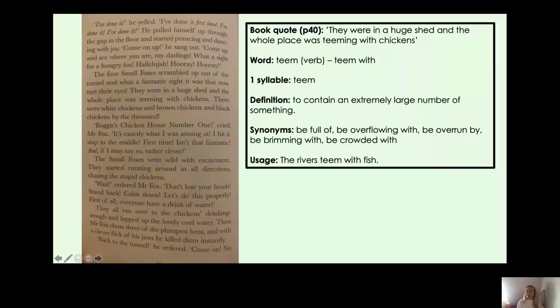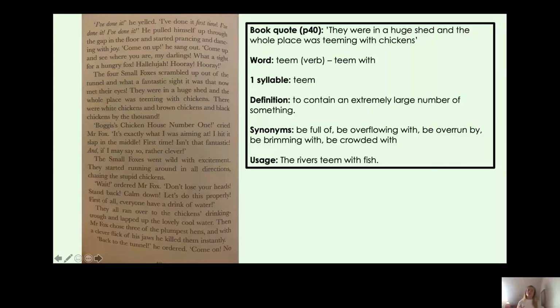Now, some synonyms of this word. Well, to be full of. There's a synonym, because the shed was full of all of these chickens. To be overflowing with, okay, because there was no more room for anything else because there were so many chickens. We can have be overrun by. So if something's overrun by something, there's so many of them, nothing else can get in. So it is overrun by chickens. To be brimming with, and to be crowded with. Okay, so there's lots of different synonyms that you could use for the verb teem.